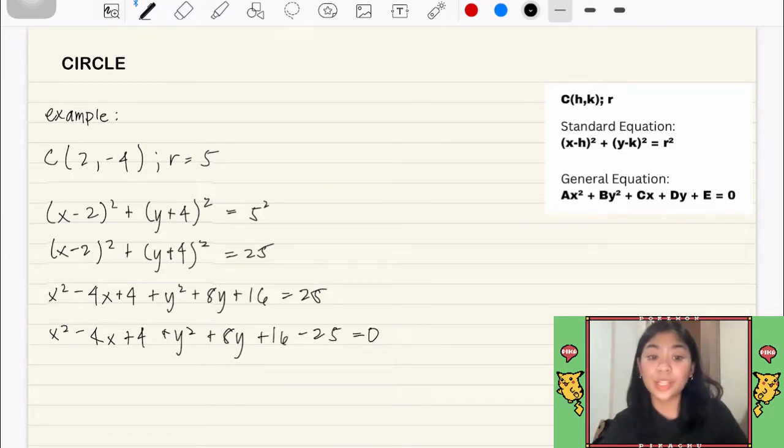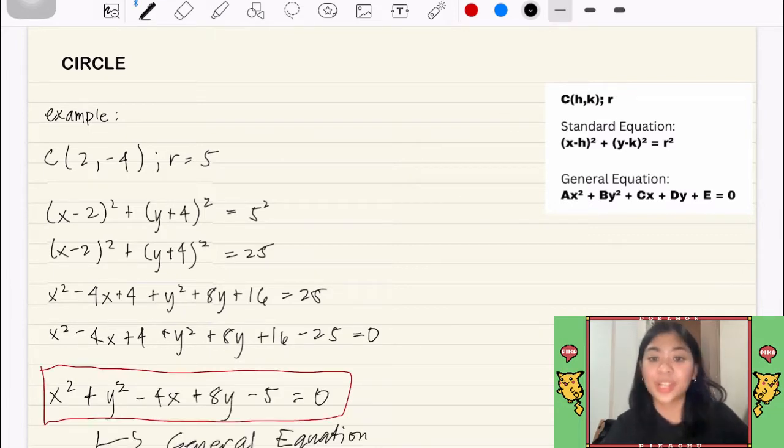Last step is to arrange the order of the equation and combine like terms. Thus, x squared plus y squared minus 4x plus 8y minus 5 equals 0 is your general equation.